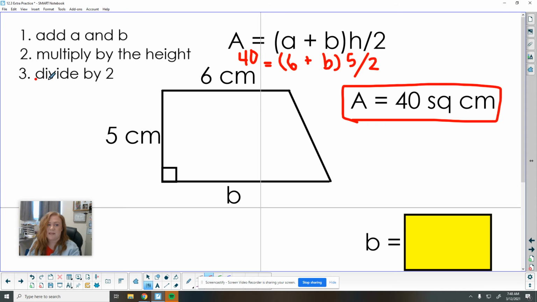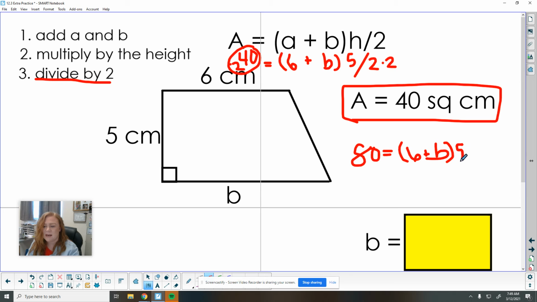The first thing we need to do is the opposite of divide by 2, which is multiply by 2 on both sides. So I'm going to rewrite my problem down here. 40 times 2 is 80, and that equals 6 plus B, times 5. The 2's canceled out because this is really a half times 2, which ends up being 1, so that is canceled out.